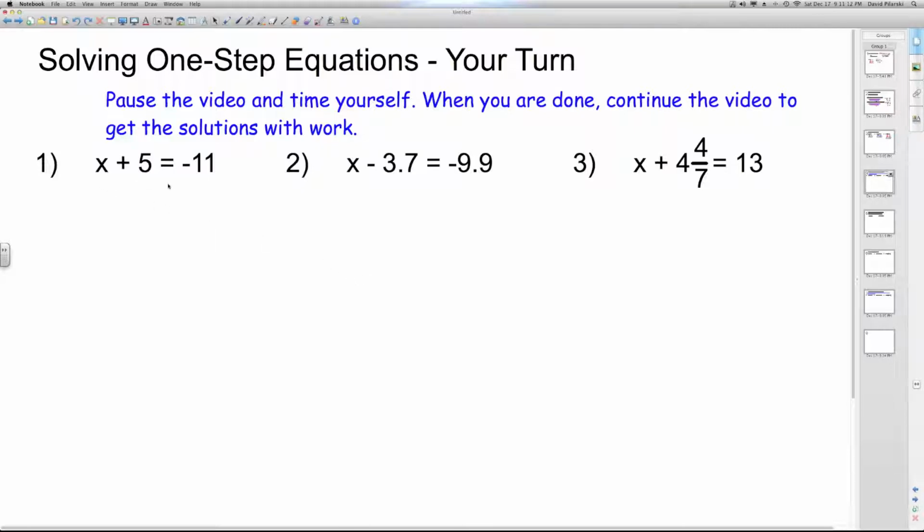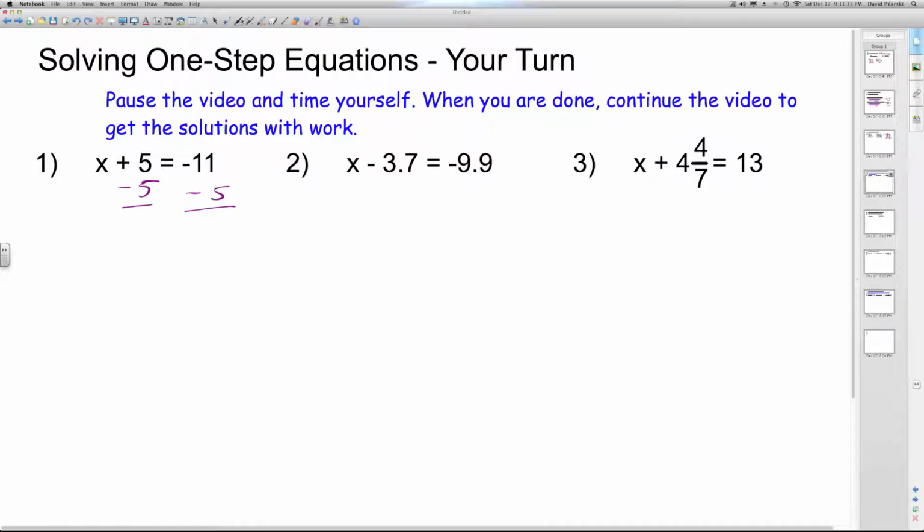when you solve this first equation, x plus 5 is equal to minus 11, what you should recognize is that the left-hand side has plus 5 with the variable x, so what you'll need to do is subtract 5 from each side.